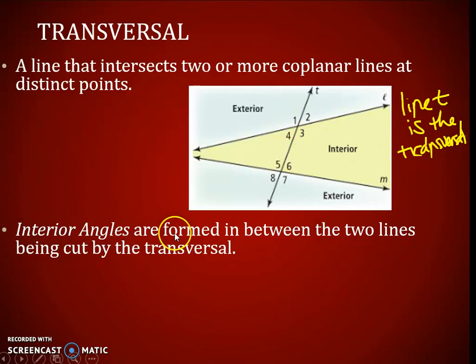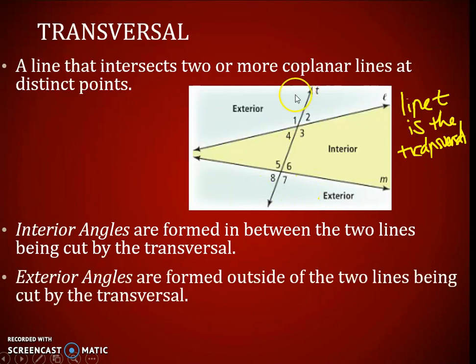So interior angles are formed in between the two lines being cut by the transversal. So these 3, 4, 5, 6, those are interior angles. And then 1, 2, 8, 7, those are exterior angles. So they're outside. Exterior angles are formed outside of the two lines being cut by the transversal. So when you have two lines cut by a transversal, you get interior angles and exterior angles.